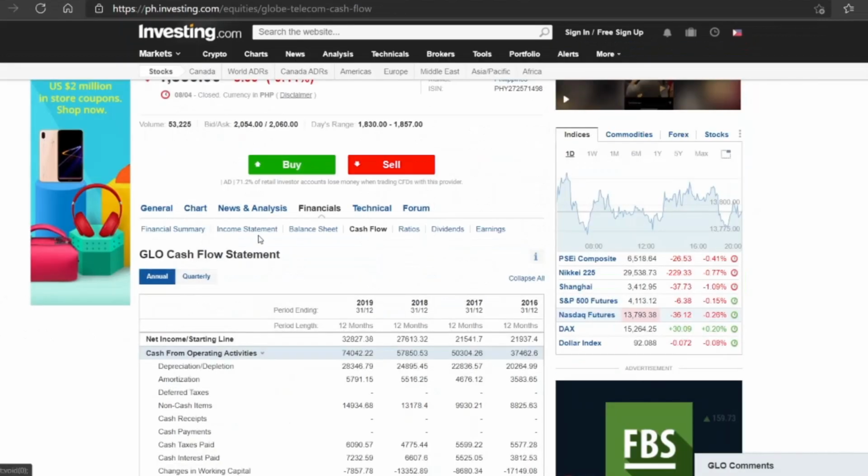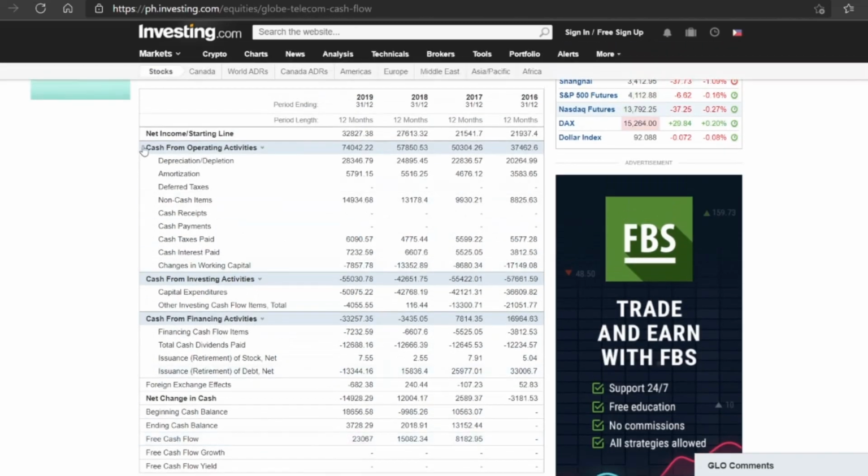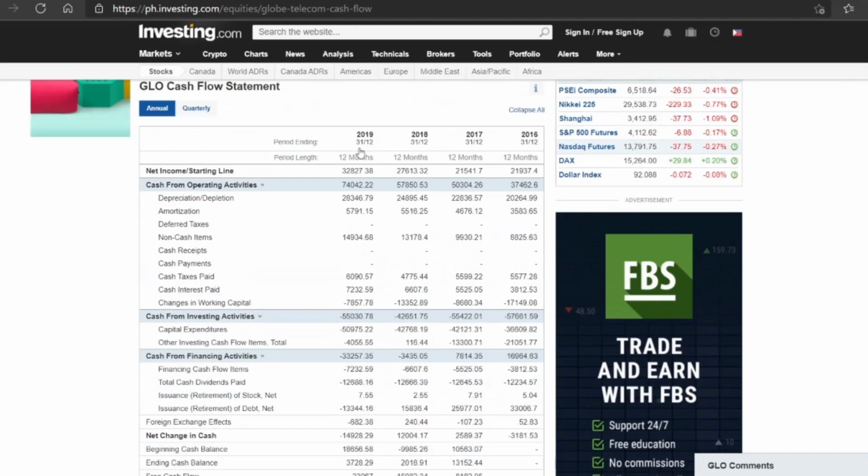Next is the cash flow statements. Now scroll down to the free cash flow. If you're lucky enough, the site would have data showing the free cash flow. But if not, don't panic just yet. It's easy to compute the free cash flow of the company. You just go up and look at the cash from operating activities and get that number.